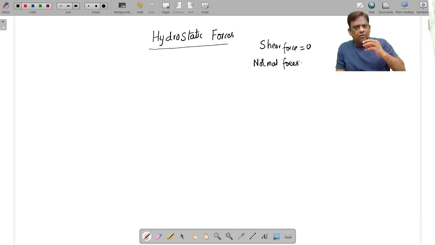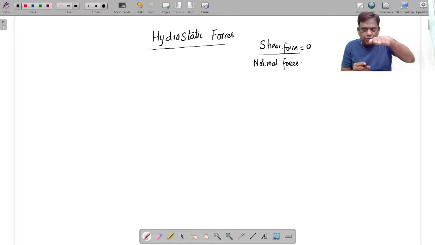Now, whenever the fluid is under static conditions, there is no shear force, because fluid is a substance which flows under the action of shear force. When there is no shear force, it will be under static conditions. So there are no shear forces, so there are only normal forces. And you know, those normal forces are pressure forces.